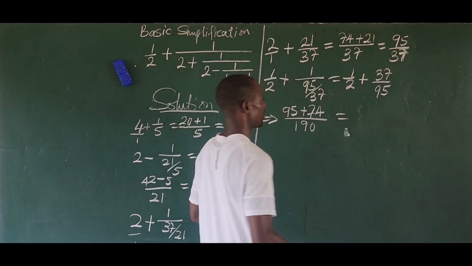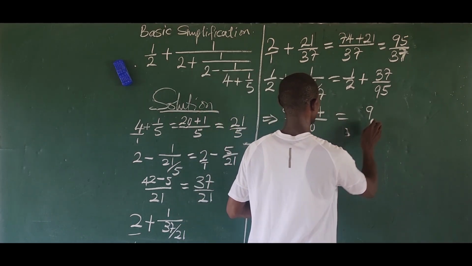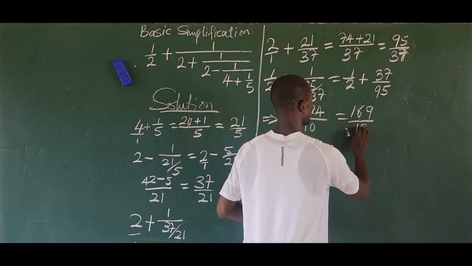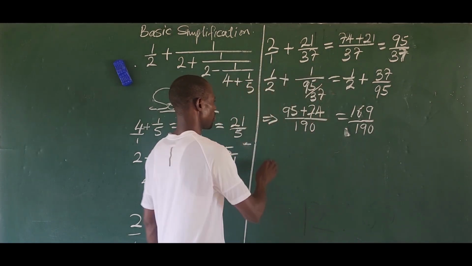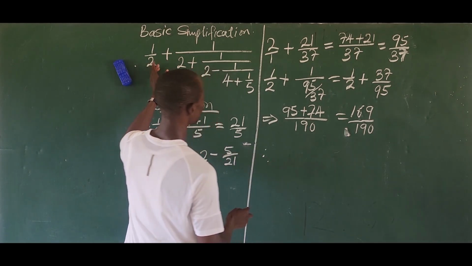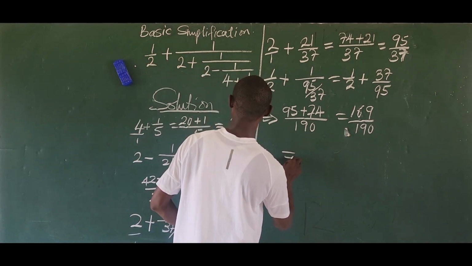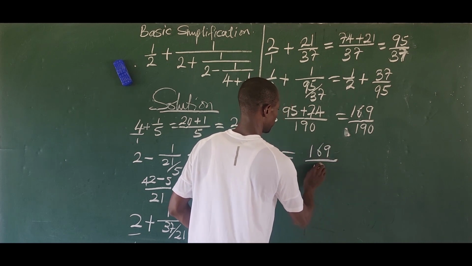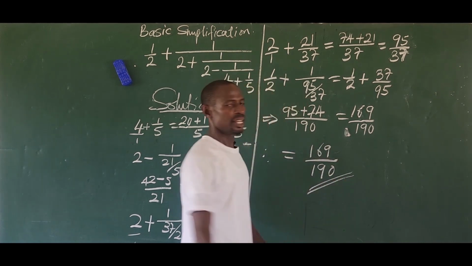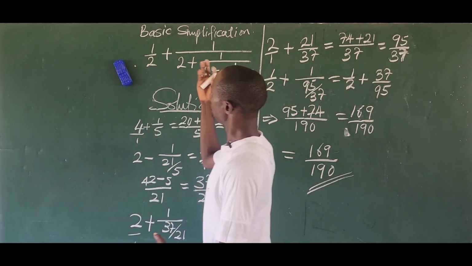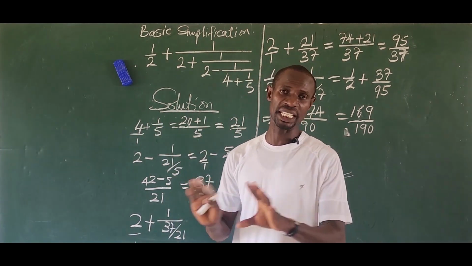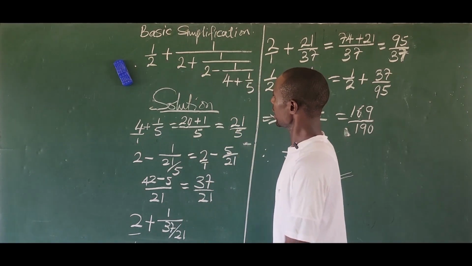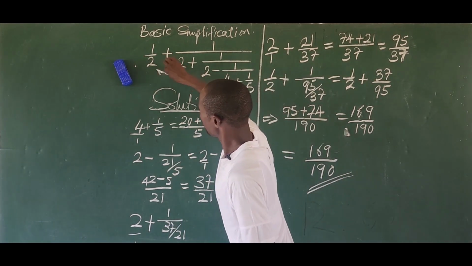So we can add up here now. So this will give us 169 all over 190. All right, so therefore, the simplification of everything here is equal to 169 all over 190. So this is the final answer to this basic simplification. So we have a simplification of this kind, start from the bottom, then upward. Okay, so this is how you simplify this upward.